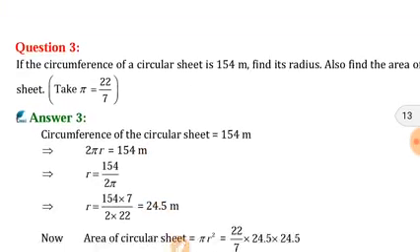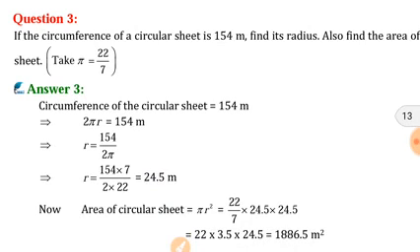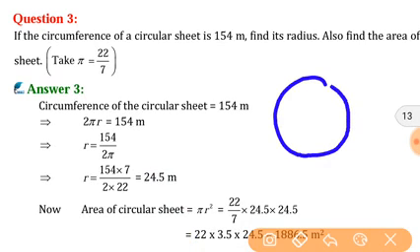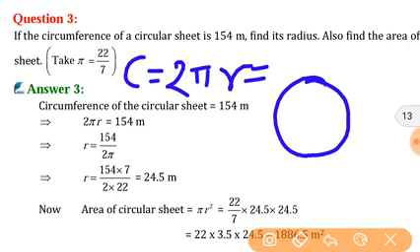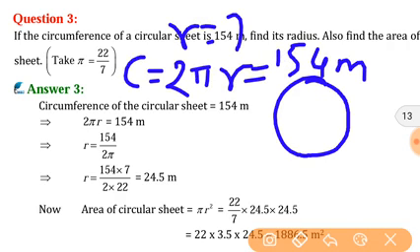Now go for the third question. If the circumference of a circular sheet, that is, the boundary, is 154 meter, find its radius. Circumference is 2 pi r, so 2 pi r is given as 154 meter. Find the radius, so the radius is the question mark. Also find the area, so the area is also a question mark.